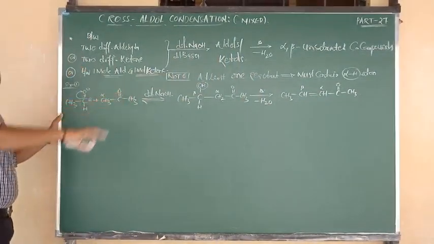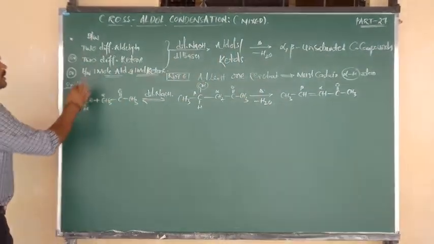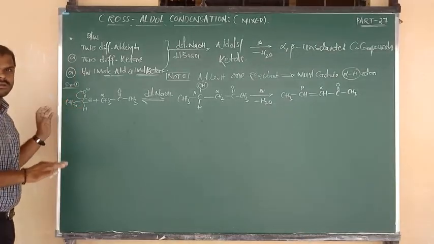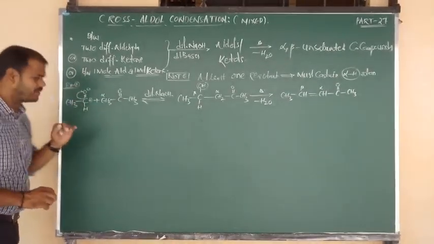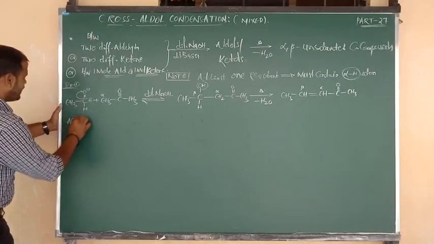So now I am going to show you all the names of reactants and products. This is the cross-aldol condensation, which takes place between 1 mole of aldehyde and 1 mole of ketone. Yes, this is which aldehyde? Acetaldehyde.